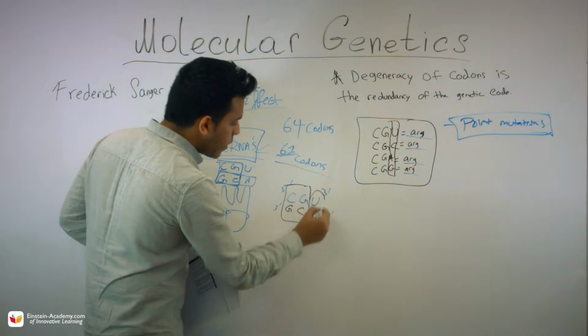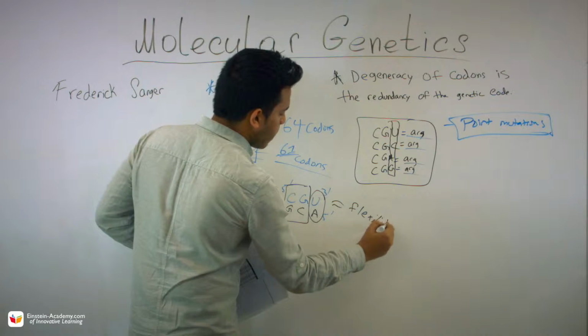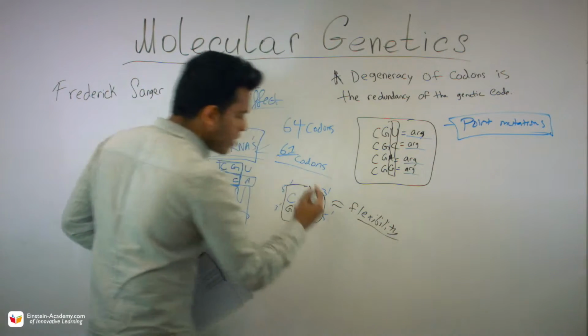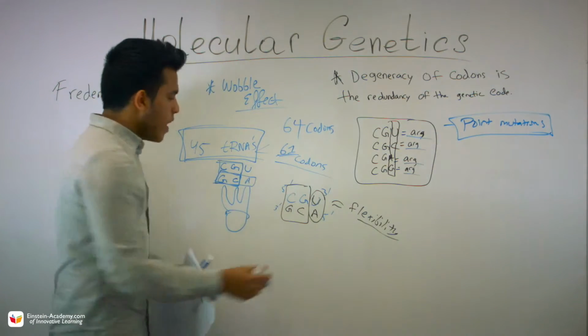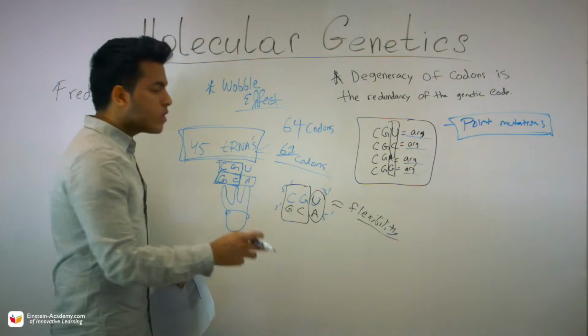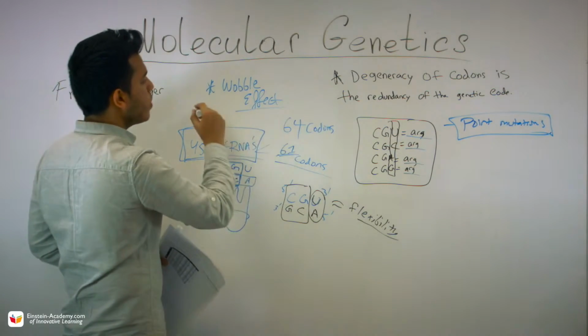This right here is where it allows some flexibility. It doesn't have to be a U. It could be another base, and the same tRNA molecule will still bind onto this and transfer it onto the large subunit. This is called the Wobble Effect.